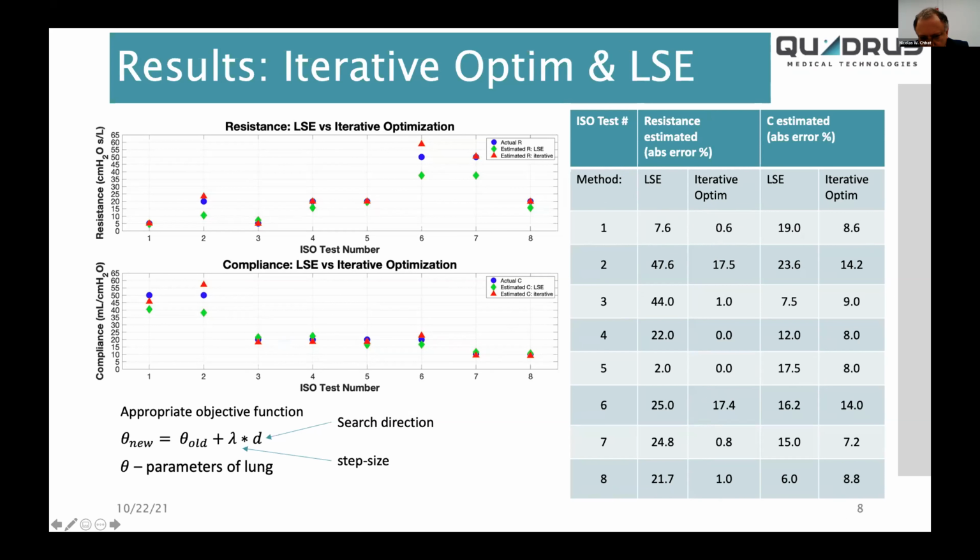And the way we performed the iterative optimization was, we picked the appropriate objective function, which would be our lung model and relation with our mouth pressure. And then theta covers all the parameters that we want to estimate, which can be R, C, and we can even do PMUS depending on the type of optimization approach. Lambda is the step size, and D will be the search direction, usually the gradient.